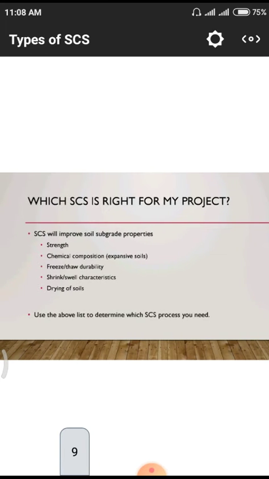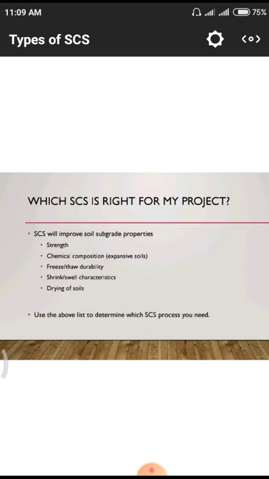Which SCS is right for my project? That means soil cement stabilization. Totally we have four categories. In those four categories, what is suitable for my construction project? How do we have to assess?